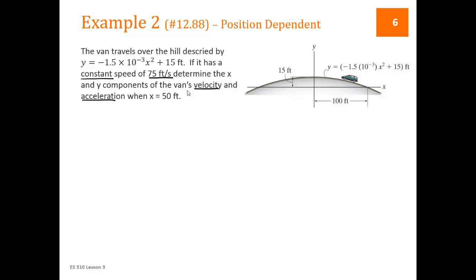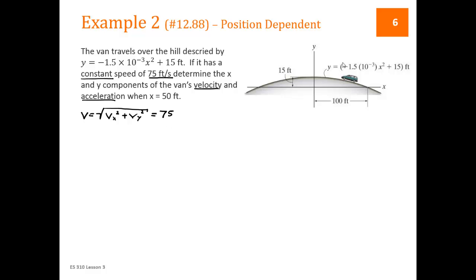So we will start by using this 75, right? So this is the speed. The speed is equal to the square root of the x part of the velocity squared plus the y part of the velocity squared. Those are the two things we're trying to find, and that is going to equal 75. All right, so this is one equation. We've got two variables we're trying to find. Now we need the other equation.